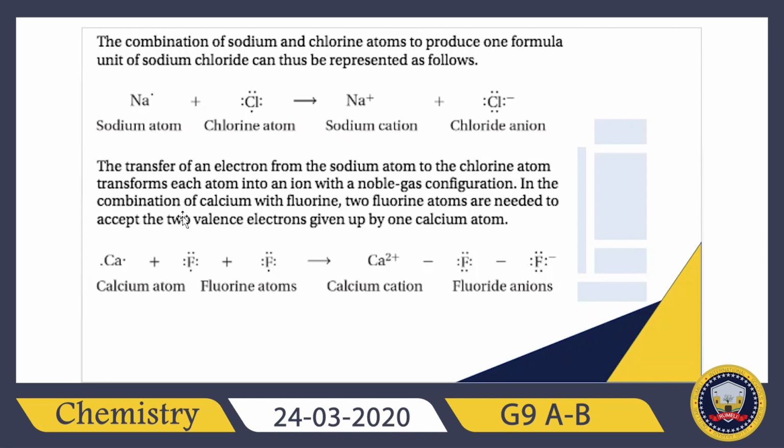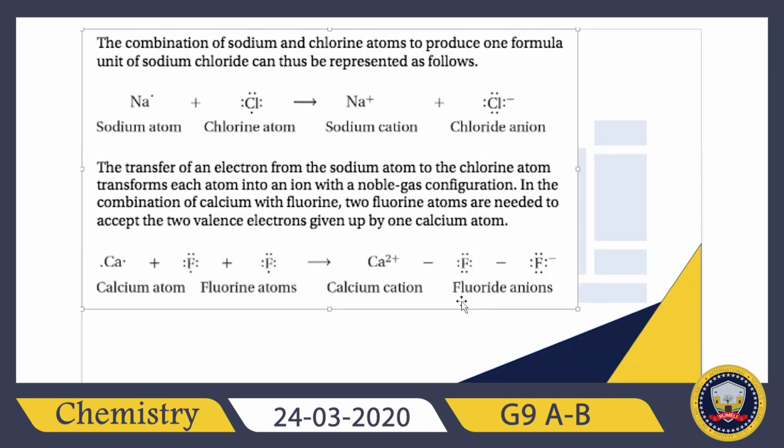Now, in the combination of calcium with fluorine, 2 fluorine atoms are needed to accept the 2 valence electrons given up by 1 calcium atom. You see here, Ca, it has 2. But fluorine, it only gains 1. It needs 1 to have a full octet. So what will happen? The calcium will bond with 2 fluorine atoms.